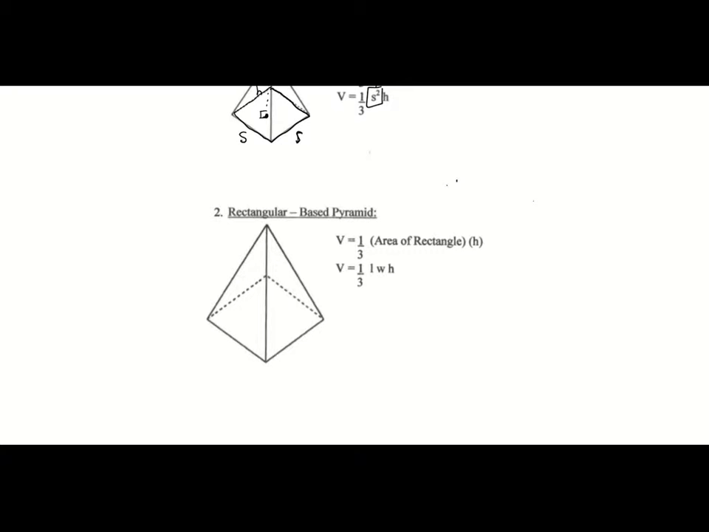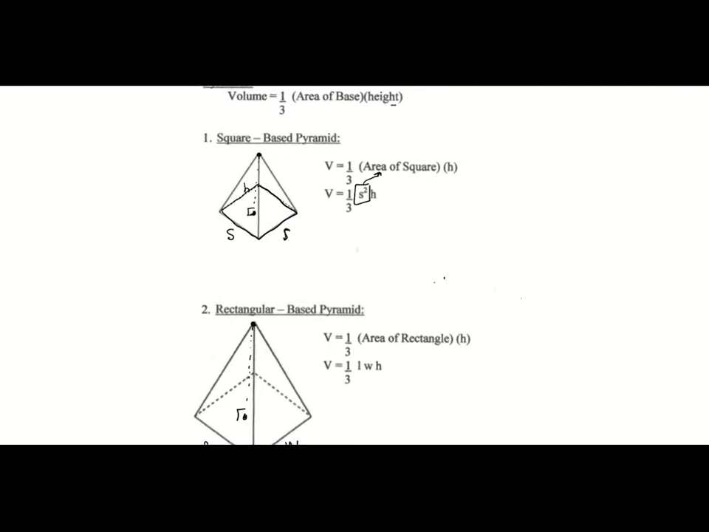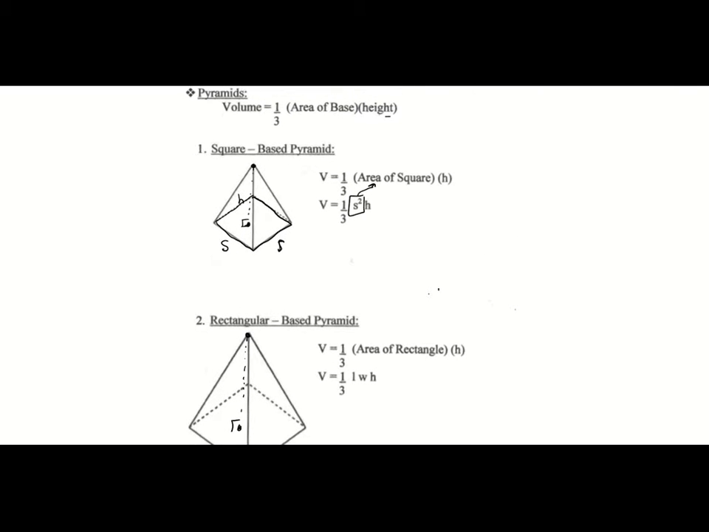So if we go back up to our square pyramid, if we said that our side was 5 centimeters, and our height was 10 centimeters, we could plug these numbers into our volume equation. We would get our volume equals 1/3 5 squared times 10. Plug that into your calculator and you get 83.3 centimeters cubed. Sorry, volume cubed.